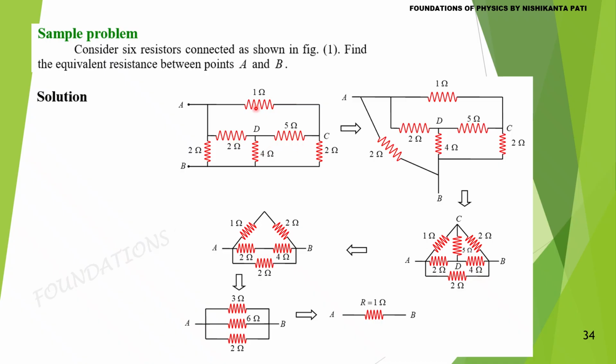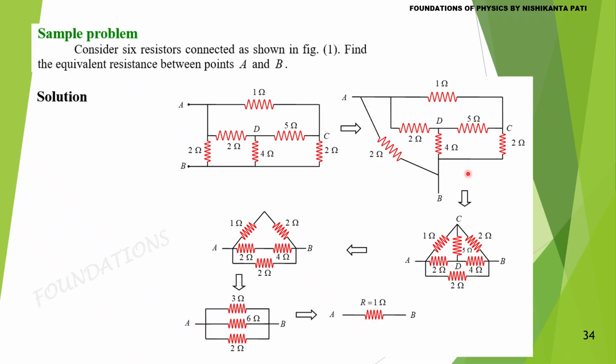These 5 resistors are now forming the balanced Wheatstone bridge. So this is the balanced Wheatstone bridge. This 5 ohm is this one, this 1 ohm, this 2 ohm, this 2 ohm, this 4 ohm. This is the balanced Wheatstone bridge.